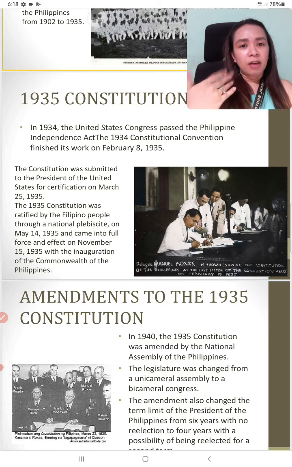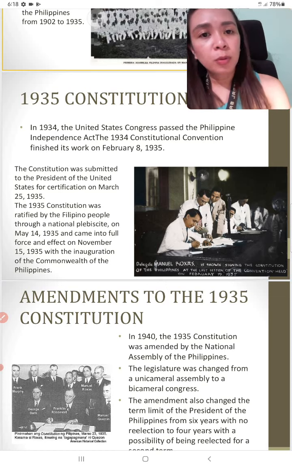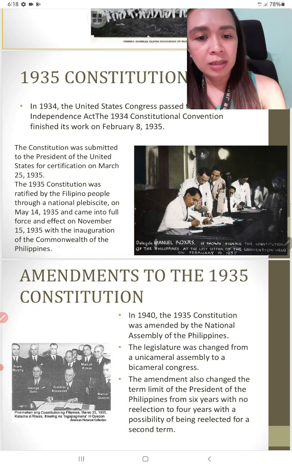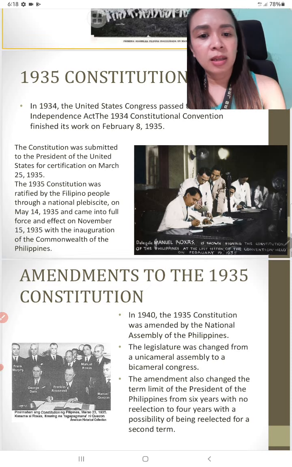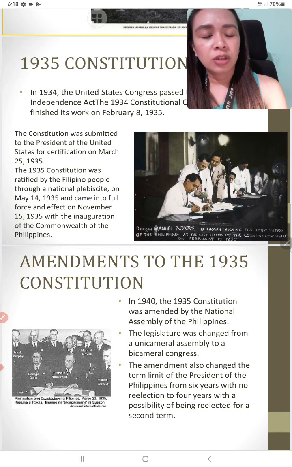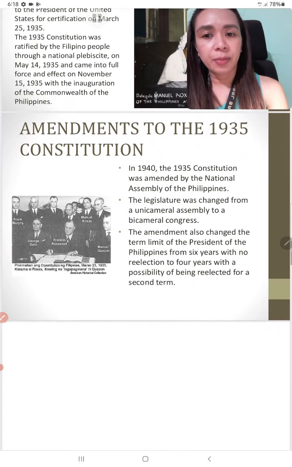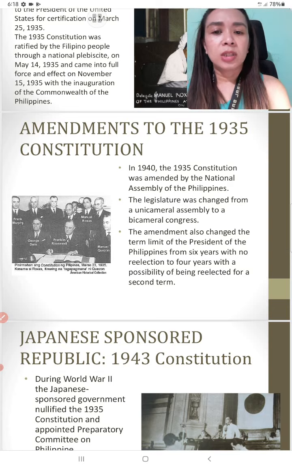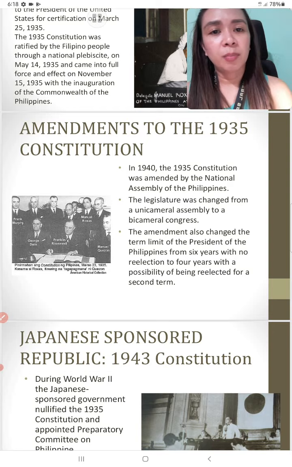ni-ratify, and then effective, full force and effect in November 15, 1935, with the inauguration of the Commonwealth of the Philippines, nung pagsimula ng Commonwealth Government of the Philippines. If you can see the picture, that is Manuel Roxas signing the Constitution of the Philippines at the last session of the convention held on February 19, 1935. So the 1935 Constitution, may mga certain amendments to it, and that was during 1940 that it was amended by the National Assembly of the Philippines.